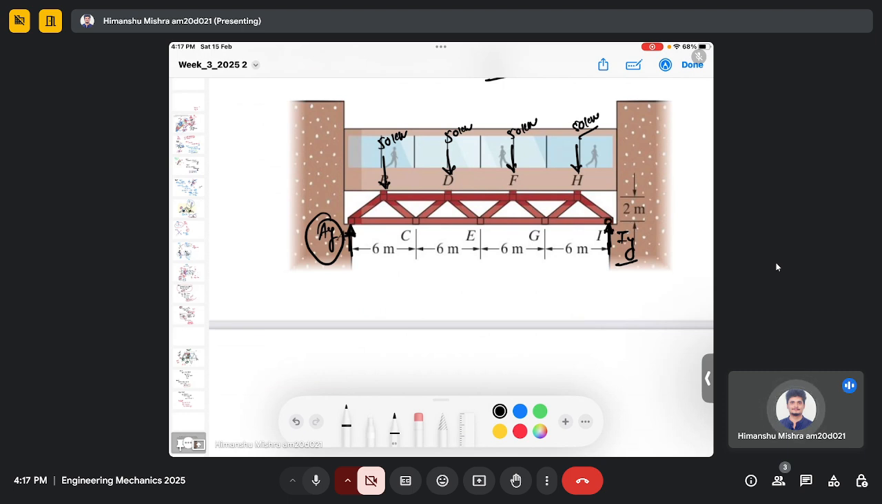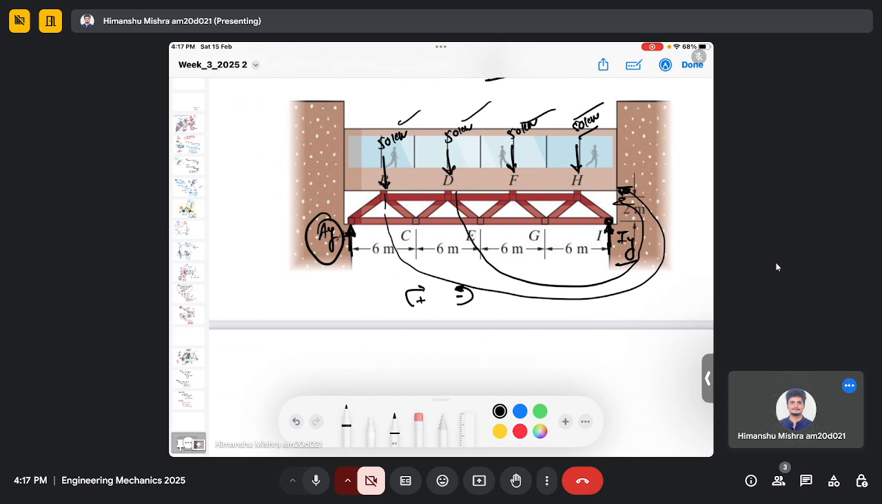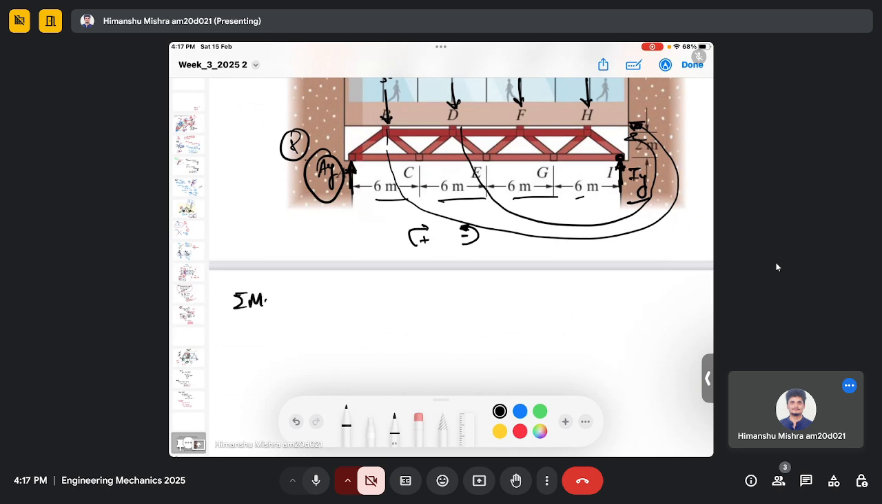So we have to take the moment along point I. Again, the clockwise moment will be positive and anti-clockwise will be negative. You can see all these forces will rotate in an anti-clockwise manner along point I, so the moments due to all these forces will be negative and the moment due to force AY will be positive. AY has a perpendicular distance of 6 multiplied by 4, which is 24 meters. So the summation of moments at point I should be equal to 0.